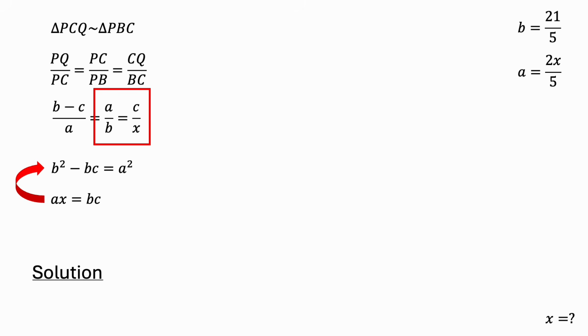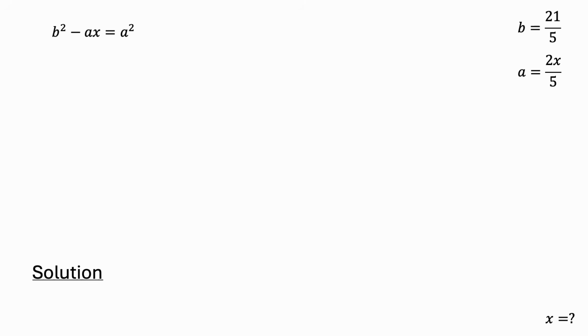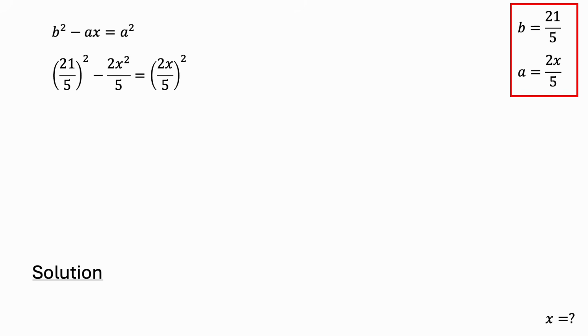Substituting AX equals BC into the previous equation gives B squared minus AX equals A squared. Since B equals 21 over 5 and A equals 2x over 5, our equation becomes (21 over 5) squared minus 2x squared over 5 equals (2x over 5) squared, or 441 over 25 minus 2x squared over 5 equals 4x squared over 25.